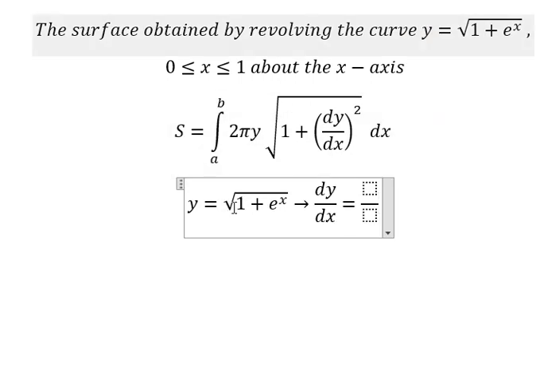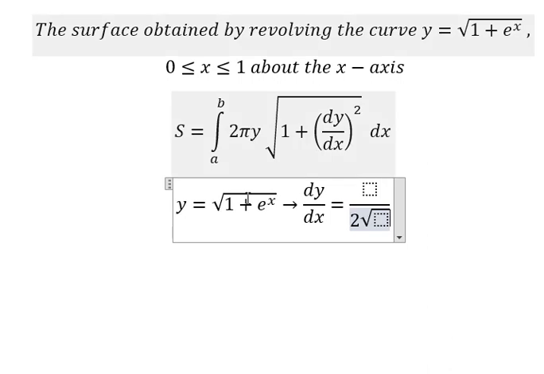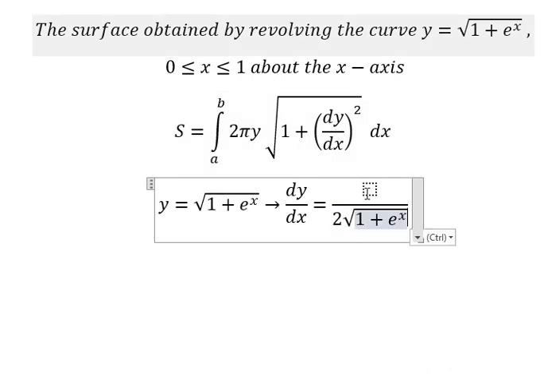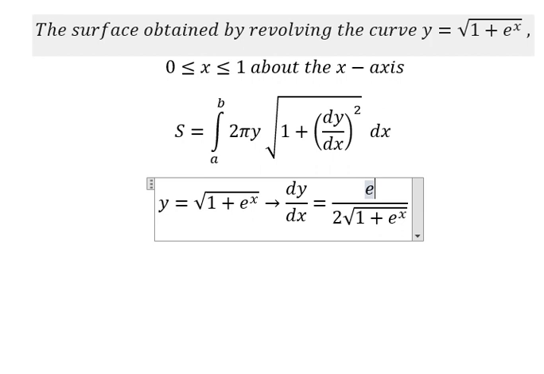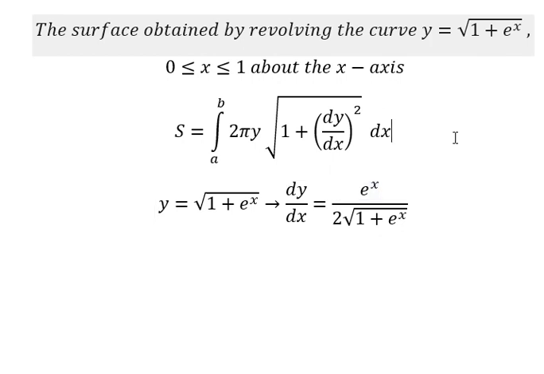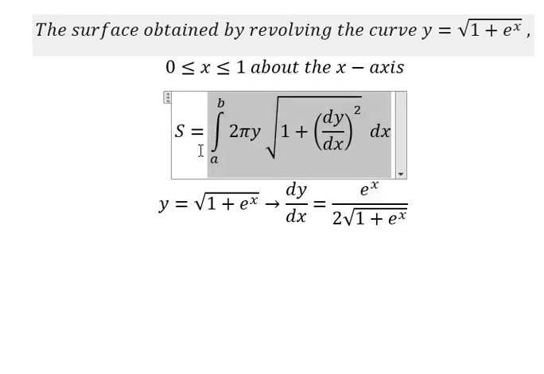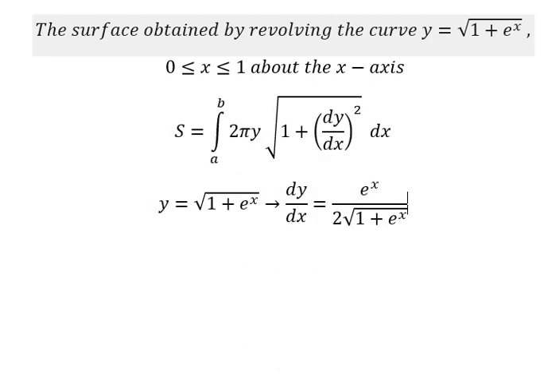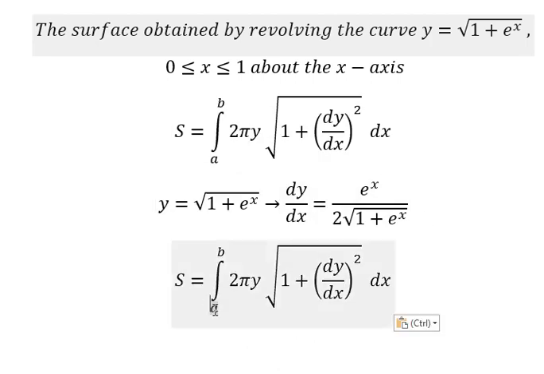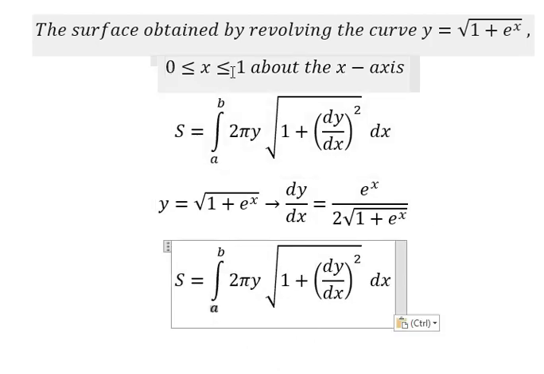Because we have the square root, we have number 2 with the square root of 1 plus e to the power of x. Later we do the derivative of this one, and now we have only e to the power of x. Now we can apply the formula in here, from 0 to number 1.